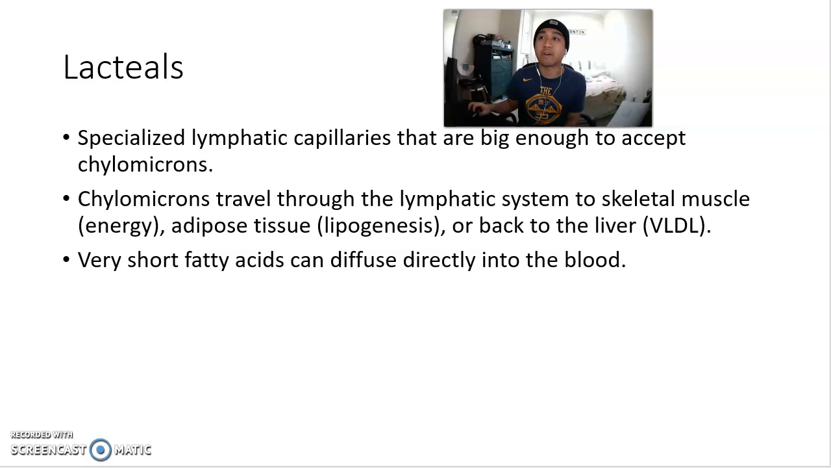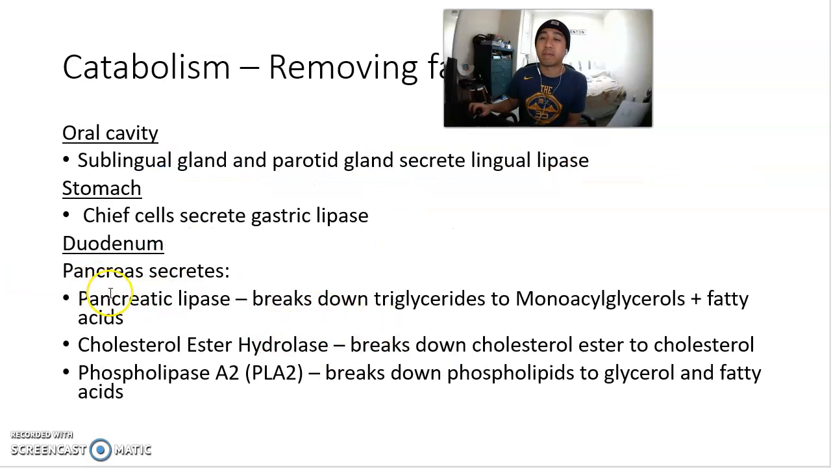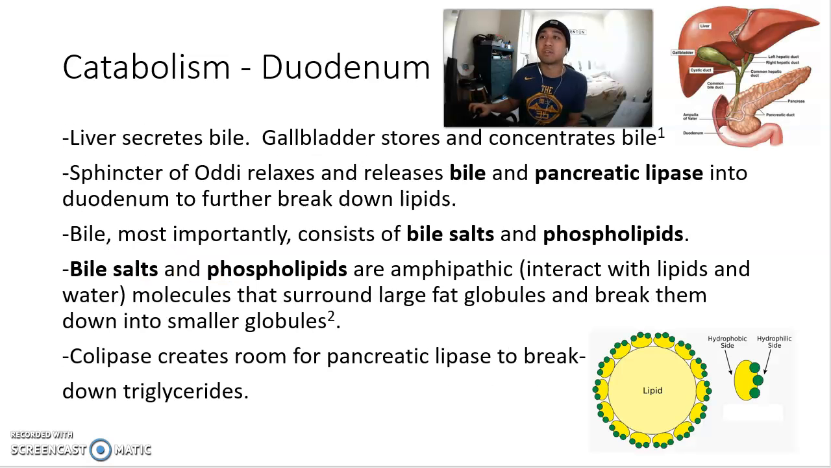So that's how fat is digested and absorbed. To quickly recap, we have the breakdown of polymers to monomers using lipases: lingual lipase, gastric lipase, pancreatic lipase. We have cholesterol ester hydrolase and phospholipase A2. These are all responsible for breaking down polymers to monomers.